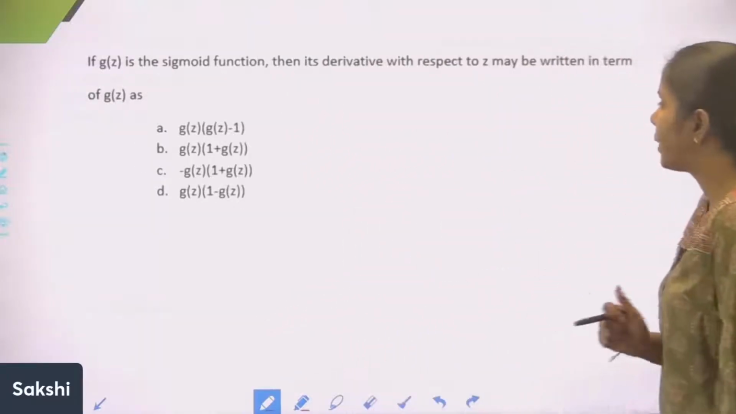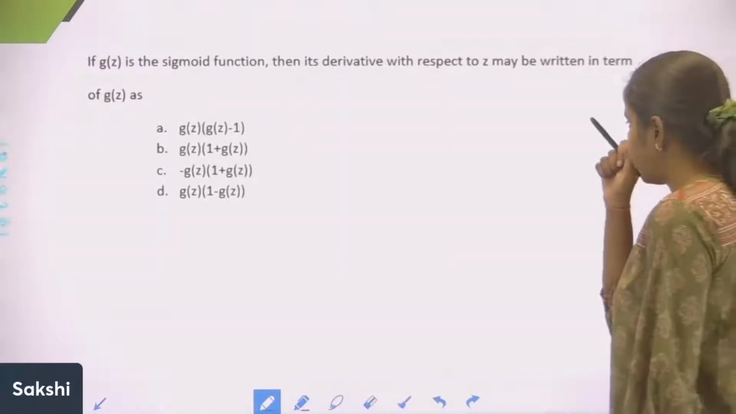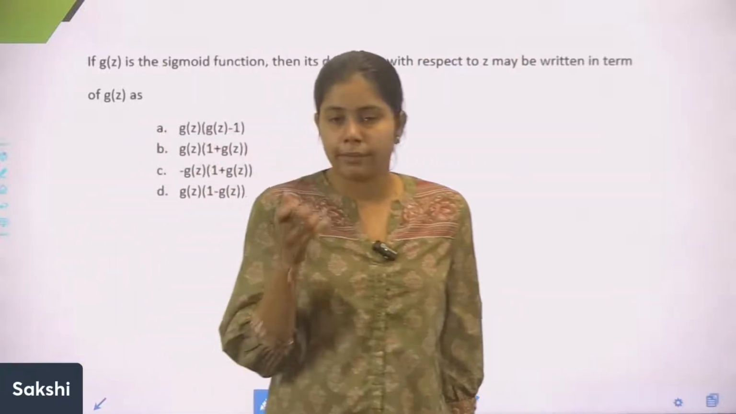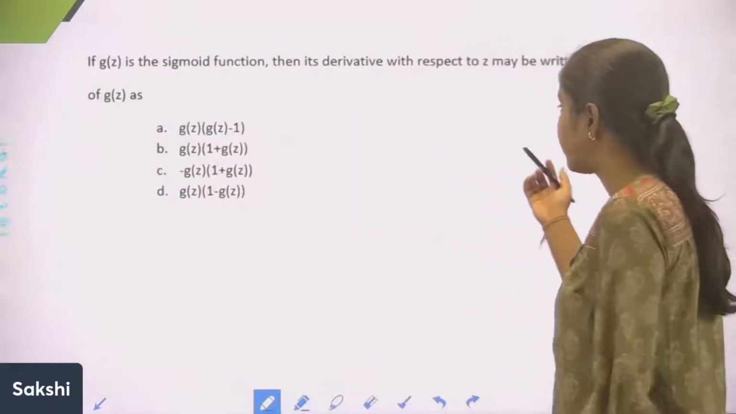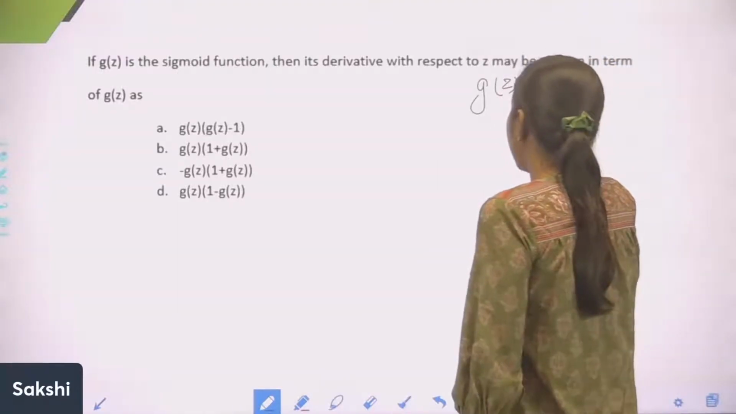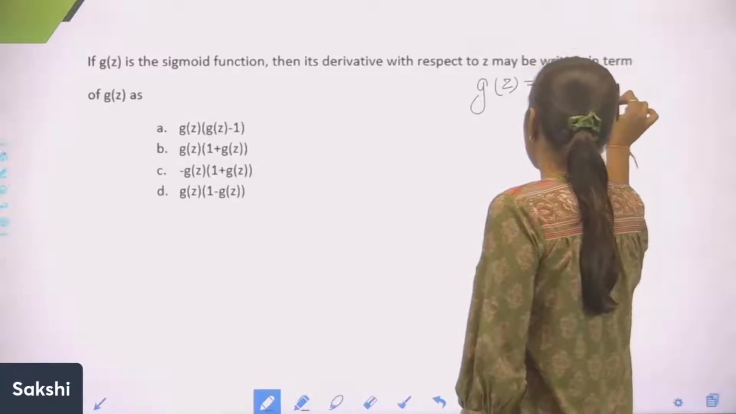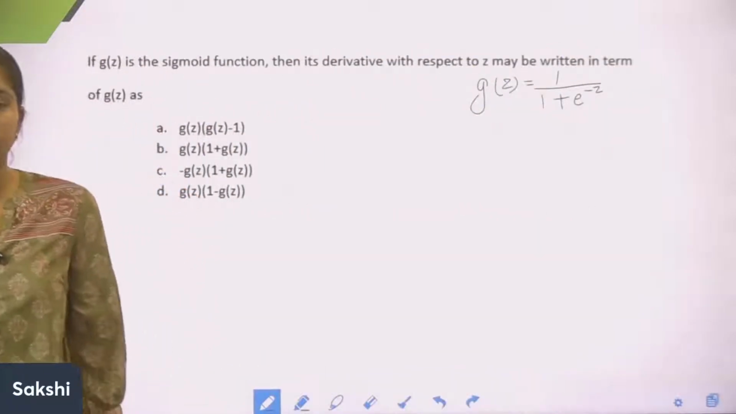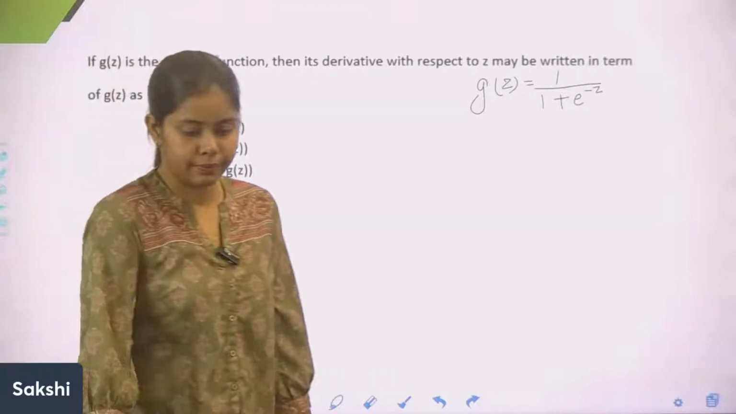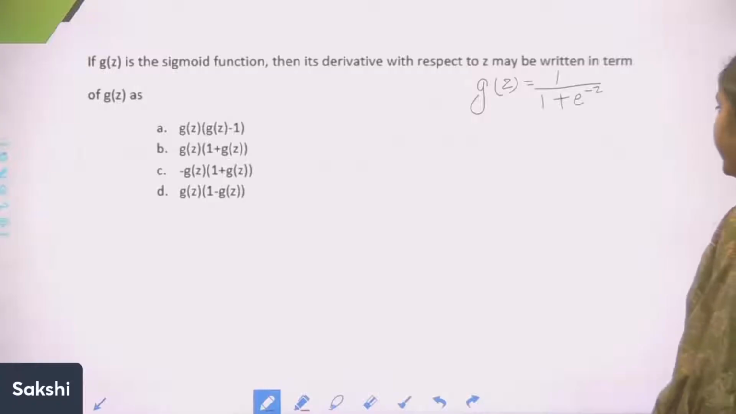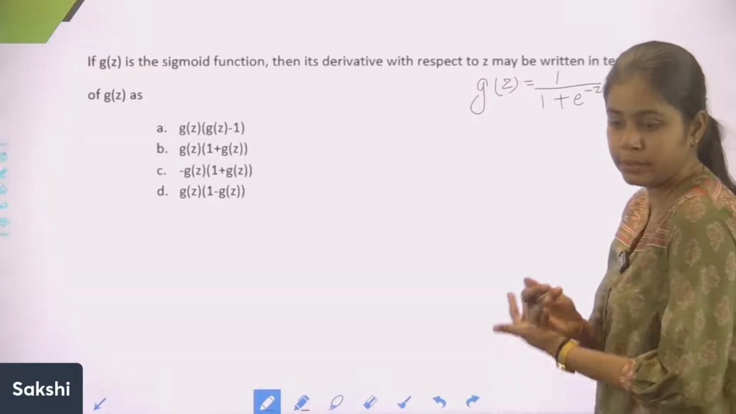Guys, this is a question. If z is a sigmoid function, then its derivative with respect to z is? Just tell me quickly. What is this sigmoid function? The sigmoid function we basically use in logistic regression so that our values lie between 0 and 1. It is the function 1 upon 1 plus e to the power minus z. Tell me, guys, what is the derivative with respect to z?